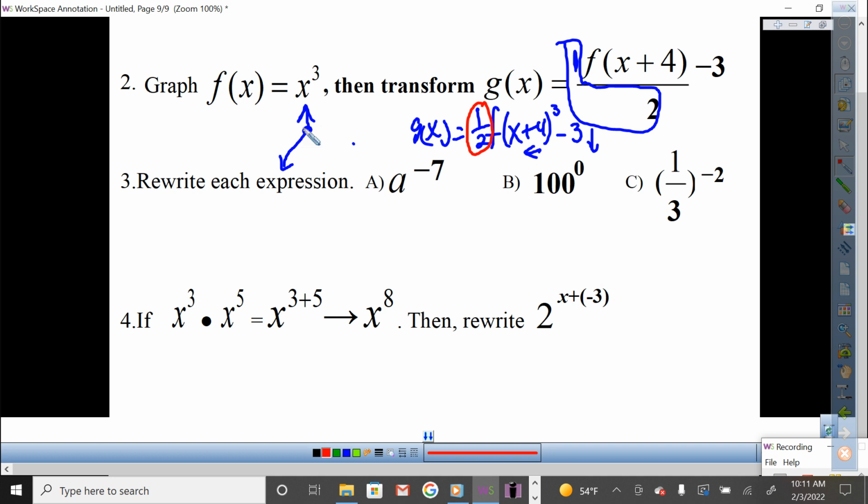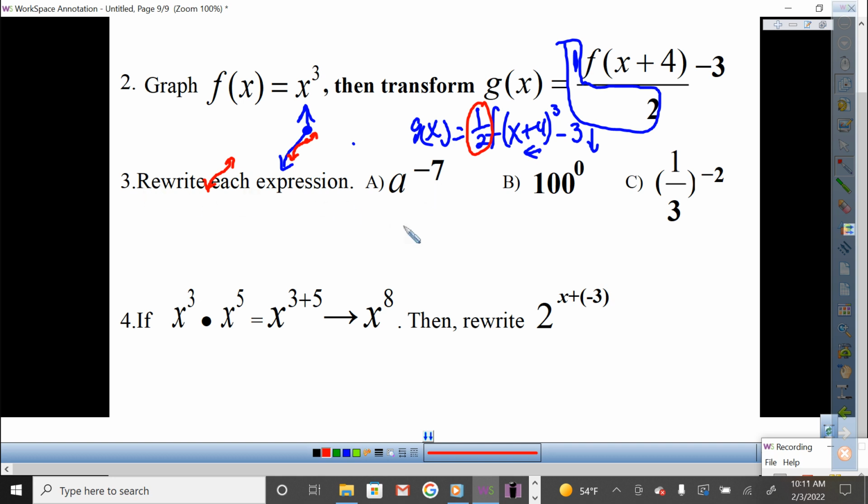Yeah, by now you should be able to identify that it's going to compress it. So instead of being at 1, 1, that one's going to be at 1 and 1/2. So it's going to do something like this. It's going to become a little bit more compressed. And then we can move it 4 to the left and 3 down, 4 to the left, 3 down. So it's going to be somewhere over here. All right.